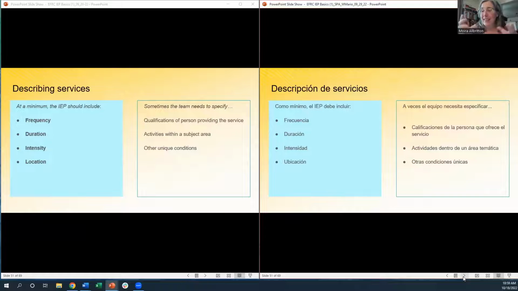Intensity can be in a group of a certain size, or is it one-on-one? And then when we talk about location, it's not like we're going to say room 202 on this campus. That's not location. Location is generally inside of a general education setting or in a separate setting, which would mean students with general education are generally not there. Sometimes the team needs to specify more things, and so those are listed there on the right.